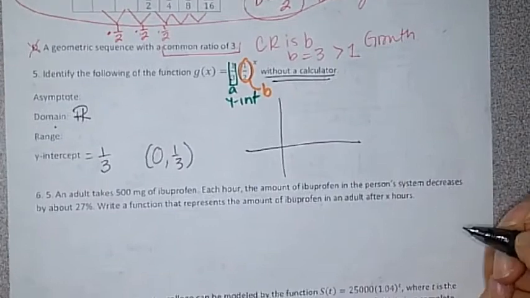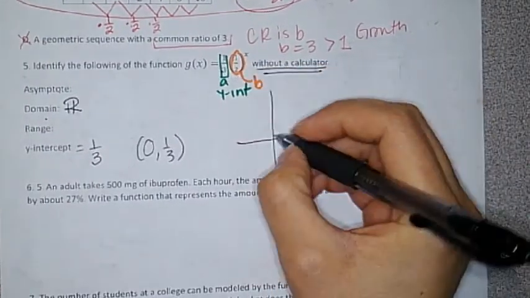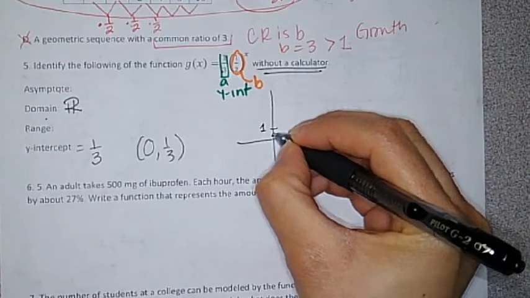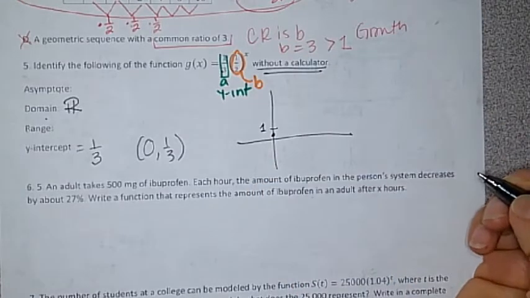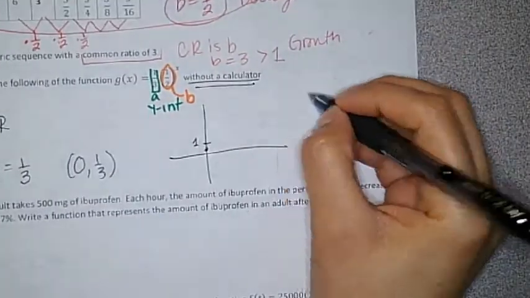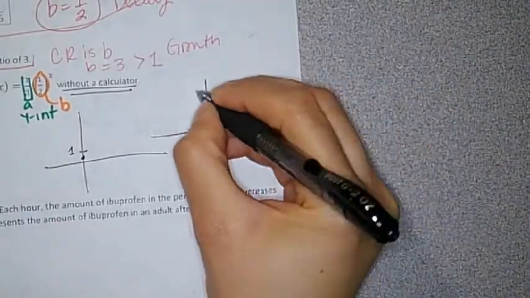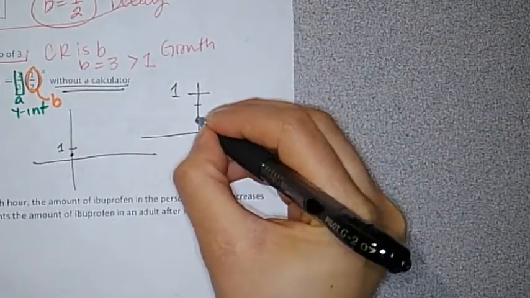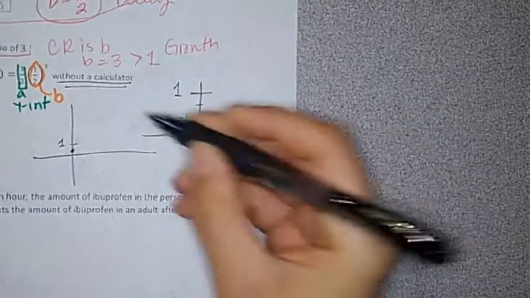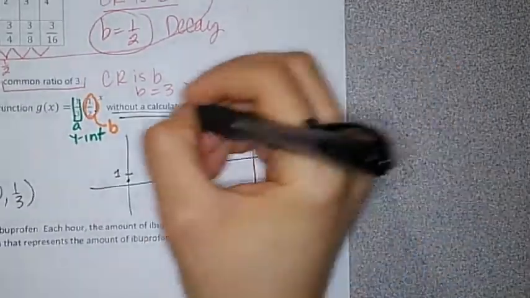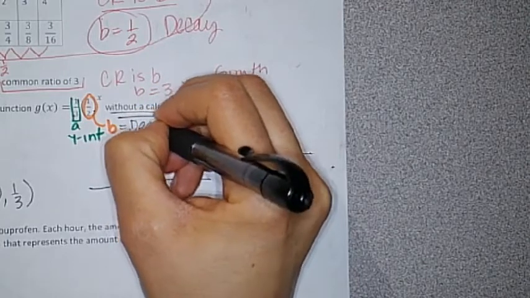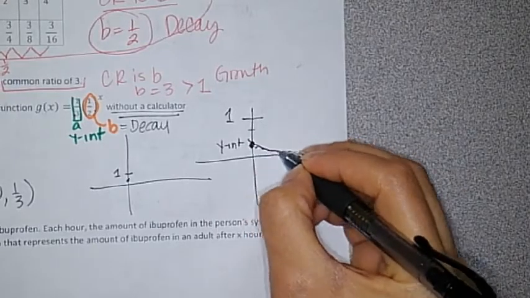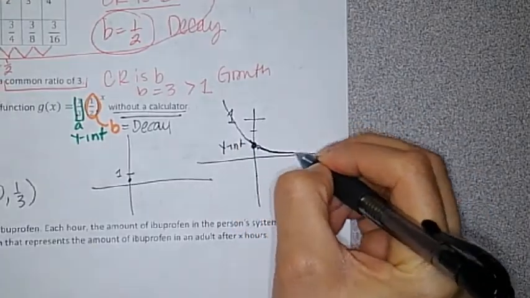So if you were to graph this, your y-intercept is 1/3. In fact, let me write it larger. If this is 1, this is 1/3. This is your y-intercept. And then the 1/2 means that this is a decay, so it's going to be going down like this. So it probably came from here and it went like that.